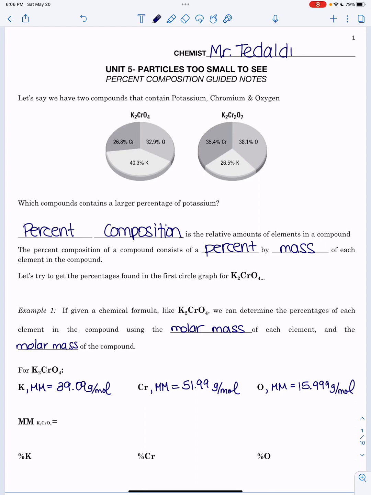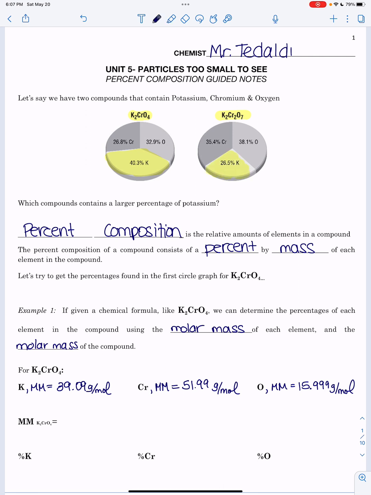So let's look at these two compounds that we have here. We have K2CrO4 and K2Cr2O7. They both contain potassium, chromium, and oxygen. And what if I asked the question, which compound contains a larger percentage of potassium? Well, this little wheel here, the circle graph, shows me that the K2CrO4 has a larger percentage of K than the K2Cr2O7.